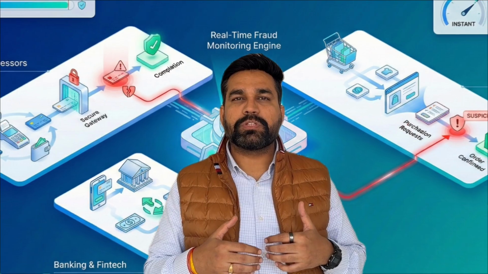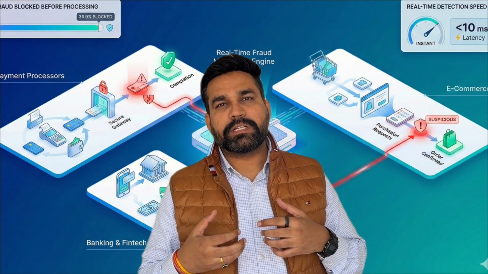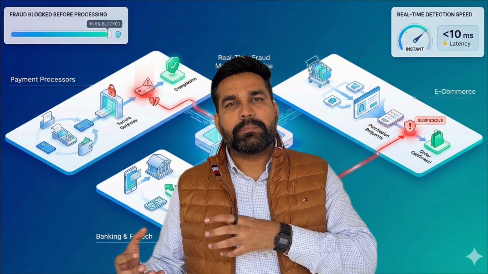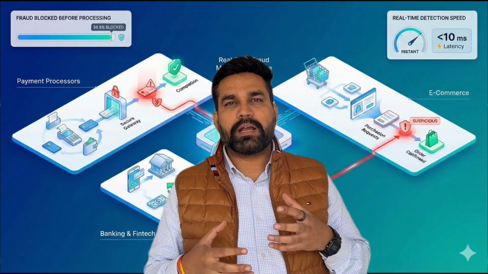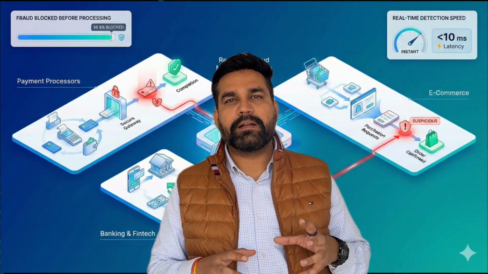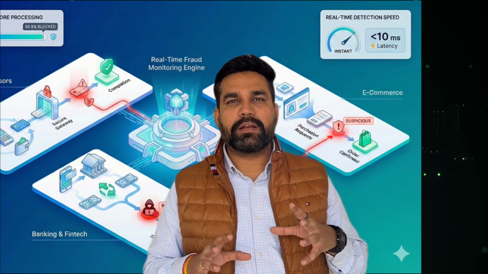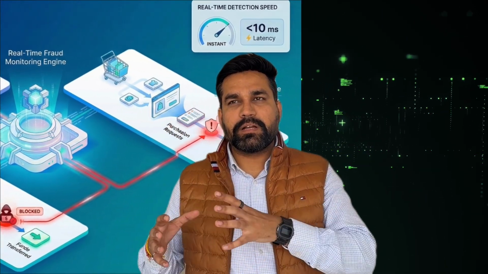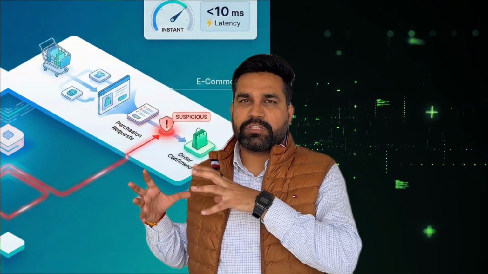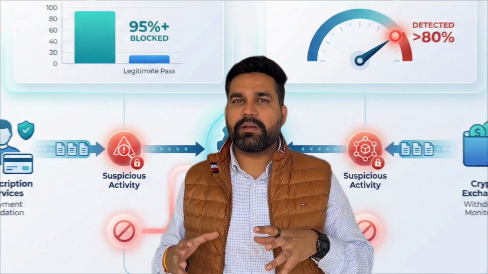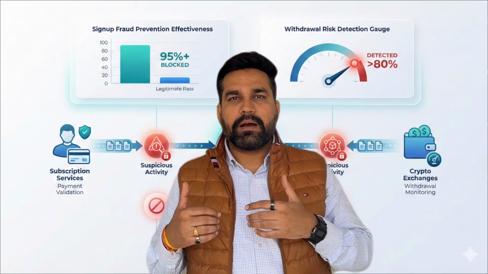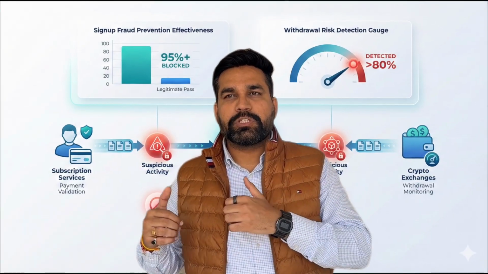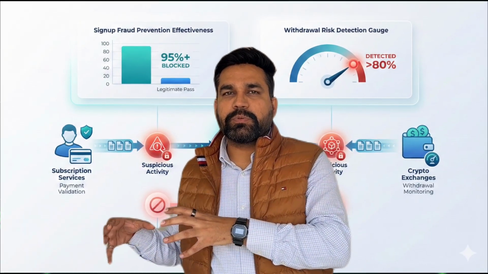So where can you use this? 1. Payment processors. Stop fraudulent payments before they're processed. 2. E-commerce platforms. Protect your customers from stolen credit cards and account takeovers. 3. Banking and fintech. Detect ACH fraud, wire transfer scams, and synthetic identity fraud instantly. 4. Subscription services. Catch stolen payment methods during sign-up. 5. Crypto exchanges. Monitor withdrawals for suspicious patterns.